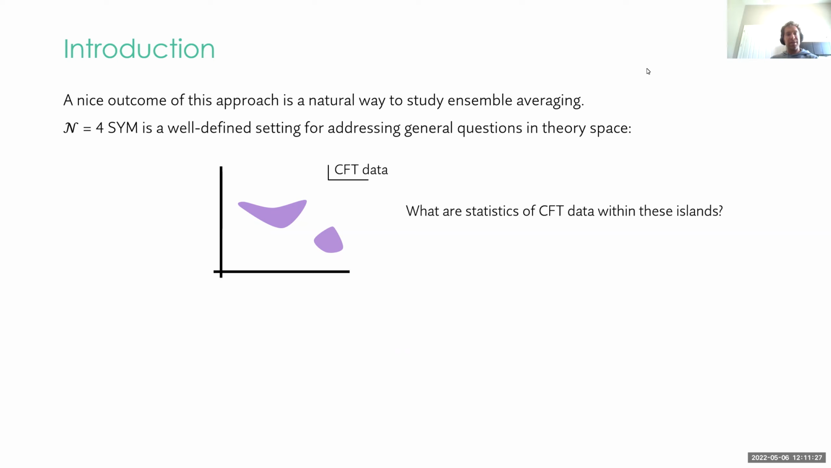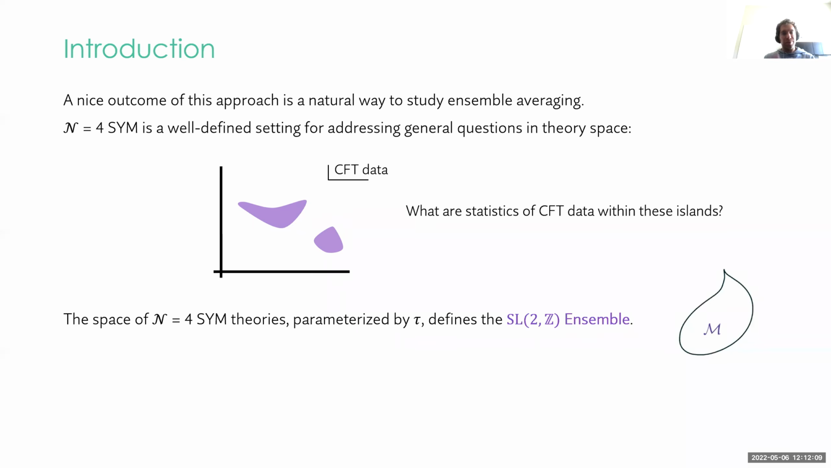So n=4 Supergravity is a well-defined setting for addressing certain general questions about CFT data. So here is a picture of the type you see in the conformal bootstrap, where crossing is solved approximately, and there are islands of allowed CFT data and regions that are excluded. And so one might ask, what are the statistics of the data within these islands of theories, or of the sort of crossing symmetric data that the bootstrap spits out? So we'd like to know, for example, as you vary in these allowed islands, how do things like operator dimensions and OPE coefficients change?